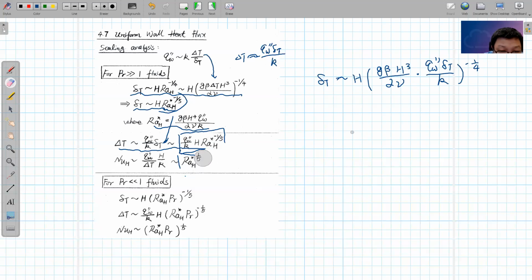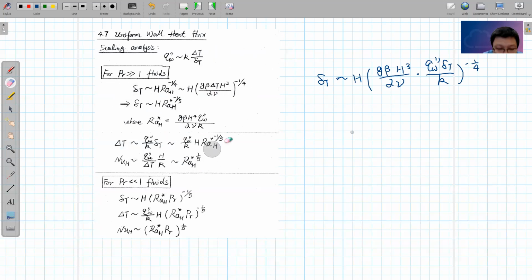I hope, this is a little bit, maybe I went through this part too fast. Let me remove it. Okay. So the basic idea is that if you have the uniform wall heat flux, you need to calculate the delta T scale from the q prime because your wall temperature is not constant. And by doing this scaling analysis, we will finally find that the Nusselt number basically will be equal to this Rayleigh number, the modified Rayleigh number, to the 1 over 5.